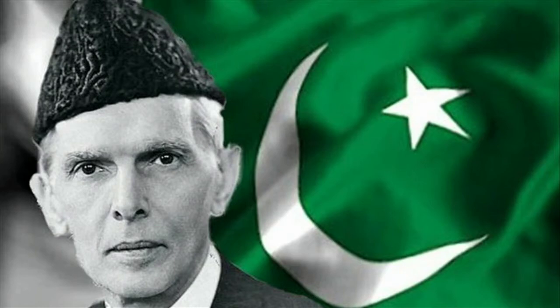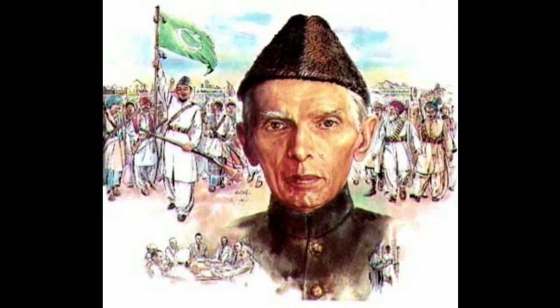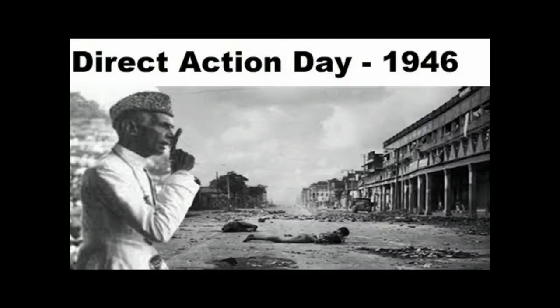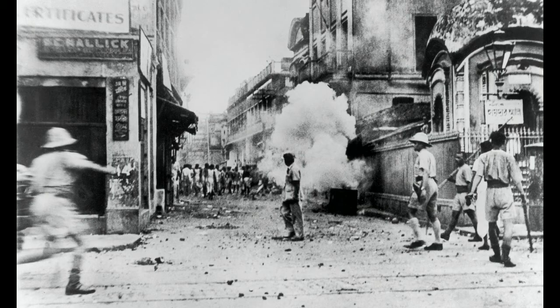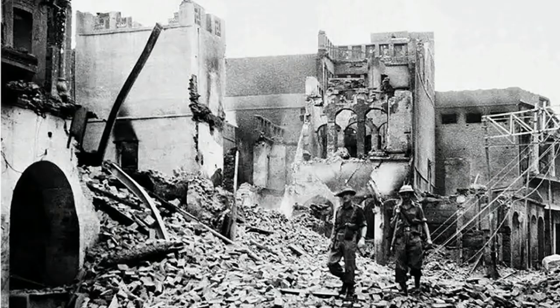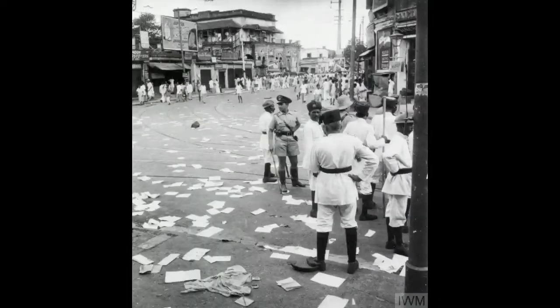The Muslim League demanded a separate nation. It asked people to come out on the streets. It called for Direct Action Day on 16th August 1946. On this day, riots broke out in Calcutta and thousands of people died. Violence spread to many parts of India.